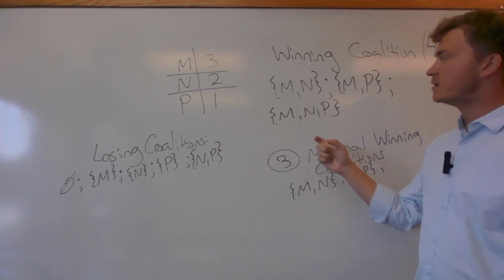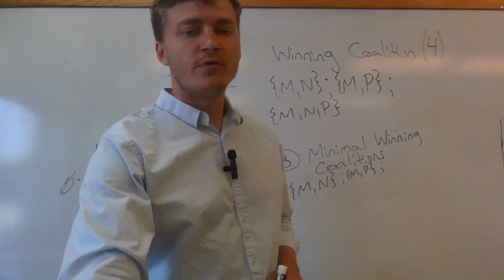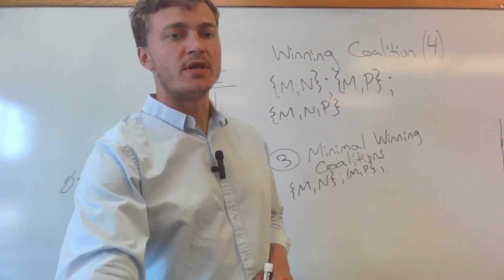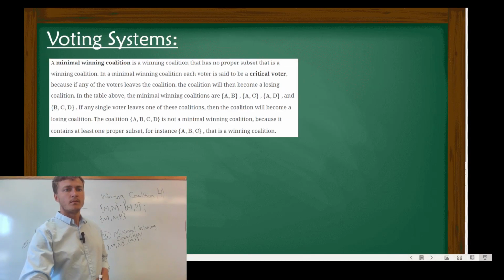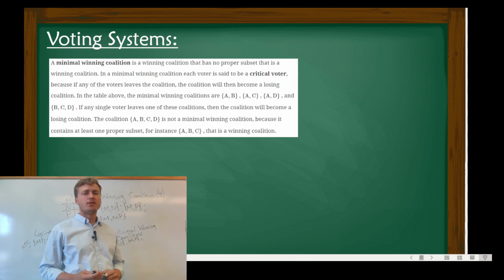Now, I'll give you a moment here to think about this last one, MNP. You can stop the video if you need to. We'll go back and look at that definition once more. I will pull back up the full screen. A minimal winning coalition is a coalition that has no proper subset that is a winning coalition. In a minimal winning coalition, each voter is said to be a critical voter, because if any of the voters leaves, the coalition would then become a losing coalition.